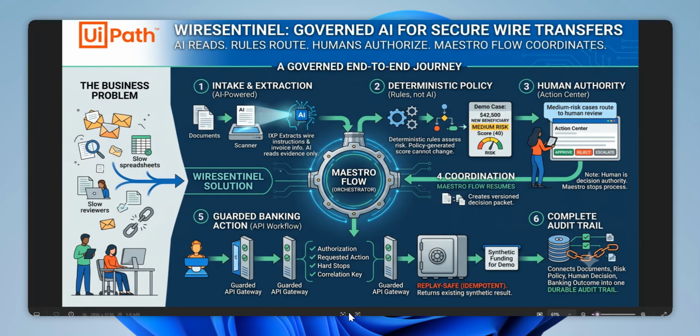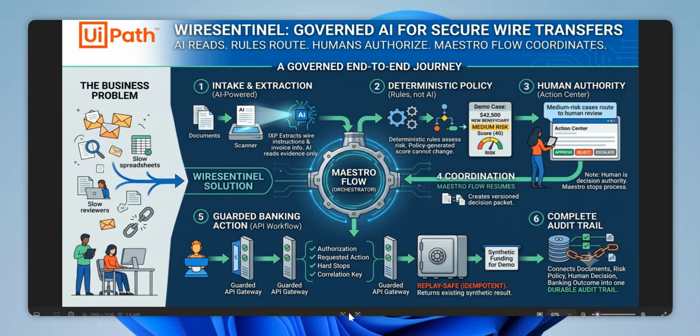Hello everyone, I'd like to explain Wire Sentinel, the Maestro Flow use case that I have created for identifying fraudulent wire transfers. The story here is high value wire reviews are fragmented across emails, PDFs, spreadsheets, risk rules, human approvals and banking systems. It creates a lot of delays and audit gaps. But the Maestro Flow Wire Sentinel turns all of them into one governed journey.